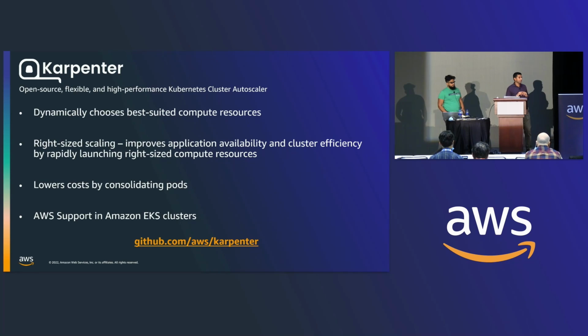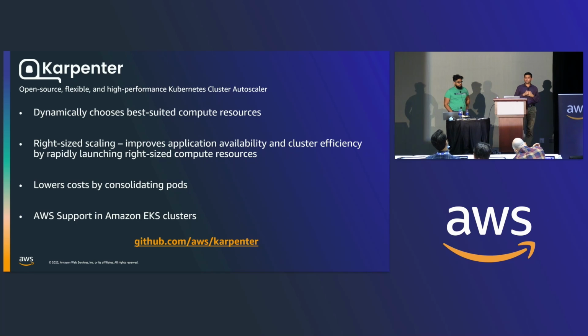So Karpenter is an open source, flexible, and highly performant cluster autoscaler. It works in tandem with the Kube scheduler and with your compute engine, such as Amazon EC2. And Karpenter is fully open source, and you can use it with any upstream Kubernetes cluster, not just EKS. So you could use it with either your clusters running in other clouds or within your on-premises environments as well.